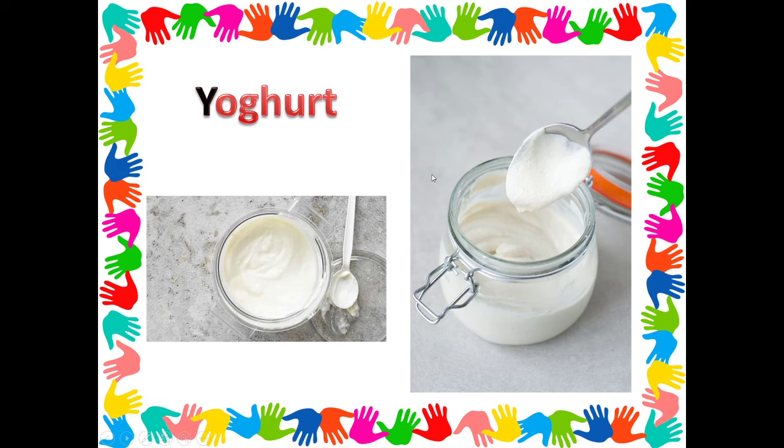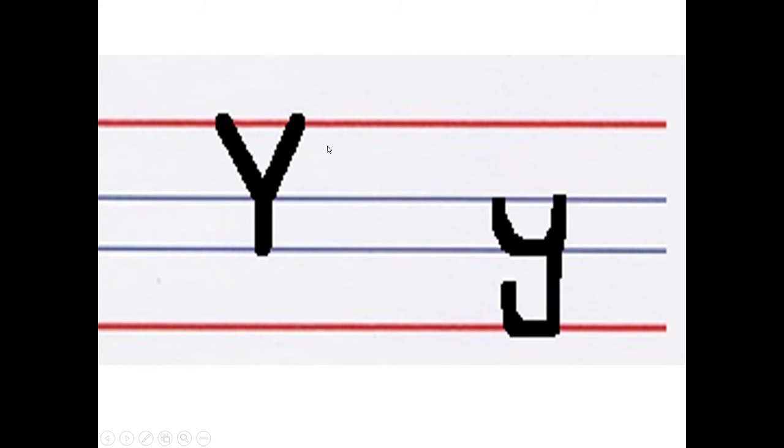Y, yogurt. Now, how do we write the letter Y? Y capital and Y small. Y capital comes between the first line and the third line. Y small comes between the second line and the third line. Okay, Y small reached the fourth line, but Y capital does not reach the fourth line.